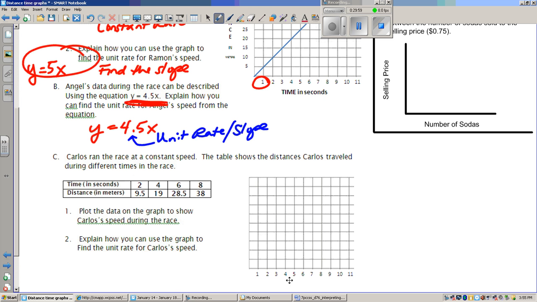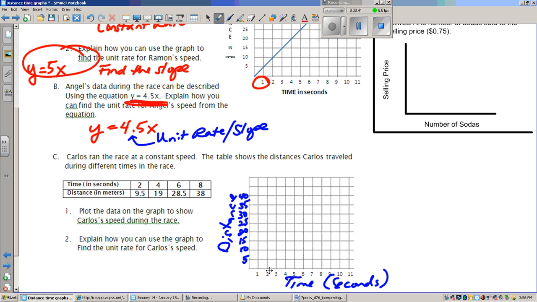What goes at the bottom? Time, good, in seconds. And across the y-axis, this would be distance. Excuse my messy handwriting. All right, let's go up. Let's increase using the same scale as Ramon's up here. It increased by 5 up there. Let's increase by the same here. 5 meters, 10, 15, 20, 25, 30, 35, 40. We can stop there since we only go up to 38.